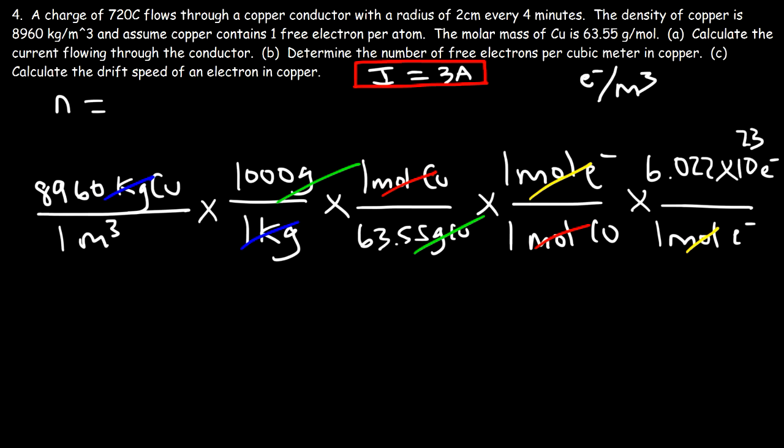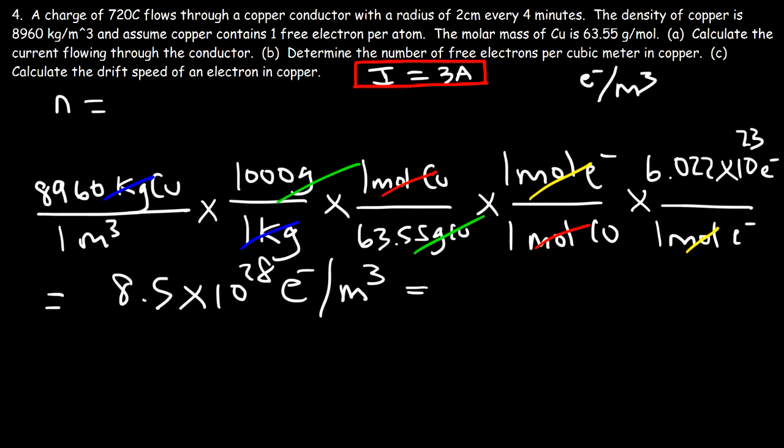Now let's go ahead and get the answer. So it's 8960 times 1000 divided by 63.55 times 6.022 times 10 to the 23. And so it's going to be 8.5 times 10 to the 28 free electrons per cubic meter. So that's the density of free electrons in this material. And so I'm going to rewrite the answer here. Now let's move on to part C.